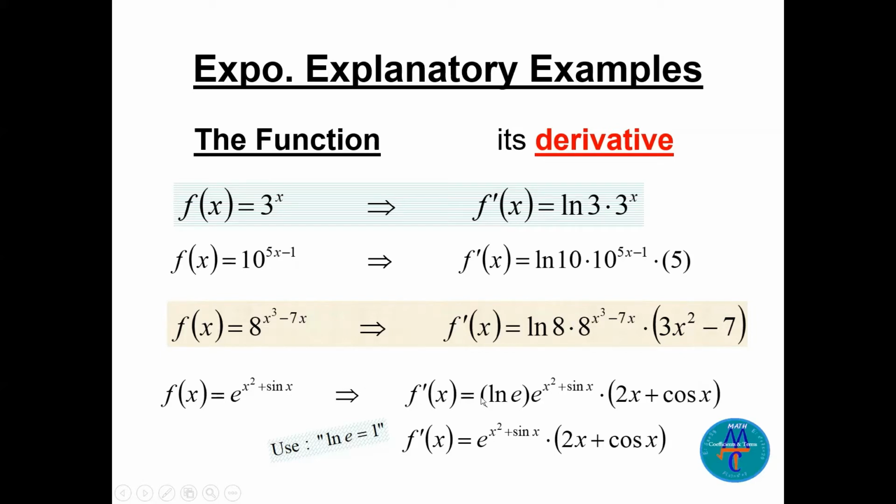The derivative will be ln of e. See, the base here is e, and we know ln of e is 1. You can use that always. Times the function e to the power x squared plus sine of x times the derivative of the u, which is 2x plus the cosine of x. So you can write the derivative as this in simple form.